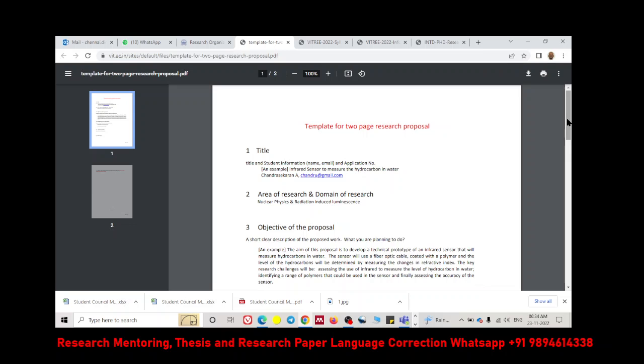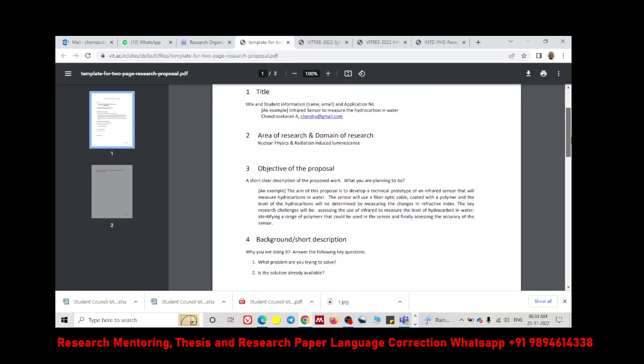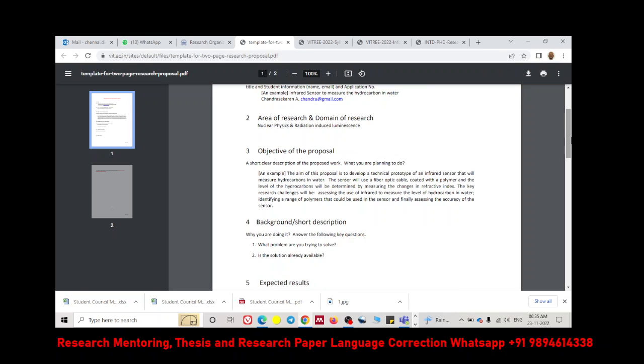And look at the third one, objectives. Here you have to give a clear objective of your proposal, that is your research, what you are going to do. You can write in this format like a paragraph, or else you can give it in the kind of bullets as point 1, 2, 3. Probably you can have a minimum of 3 objectives, and don't have too many objectives. So give a clear objective.